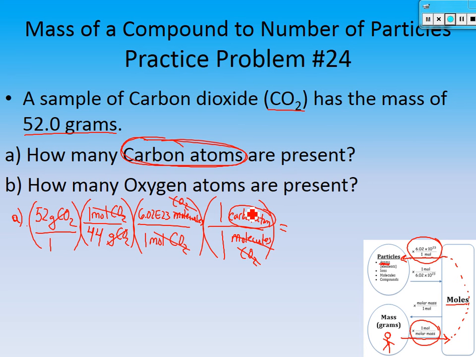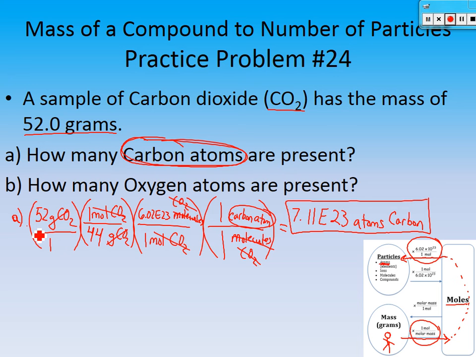Did you guys get this? 7.11 times 10 to the 23rd. Did anyone else get that? Okay. What are my units going to be? Atoms. And my substance that I'm talking about? Carbon. So that's how many atoms of carbon would be in 52 grams of CO2, which is kind of cool. We can figure that out, right?